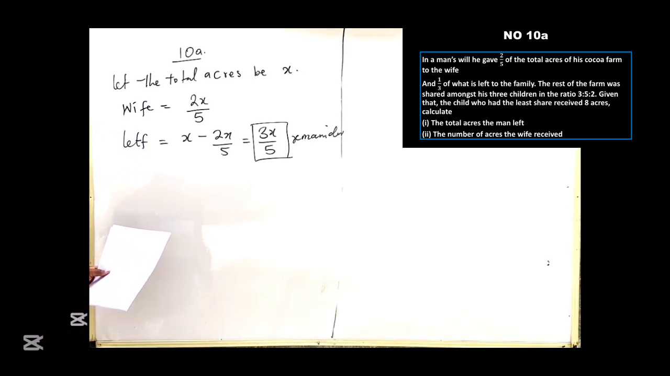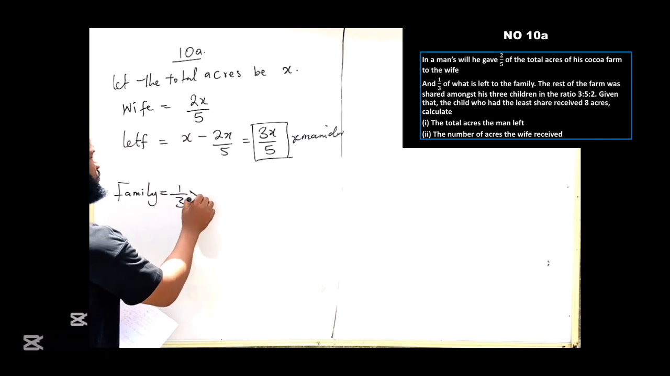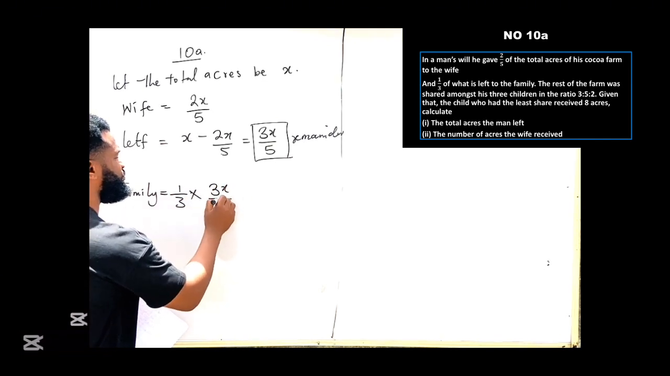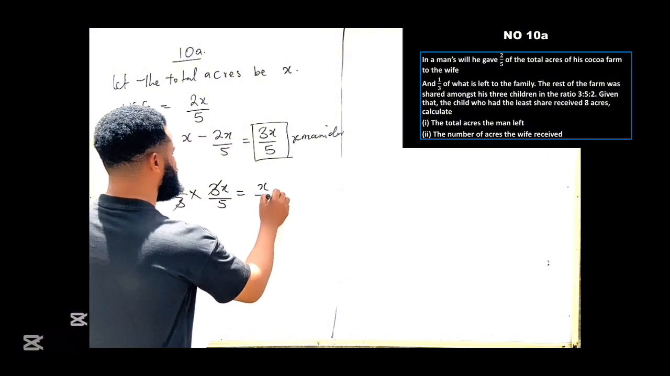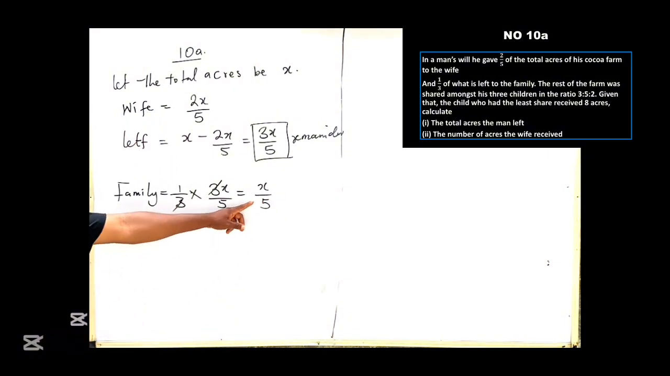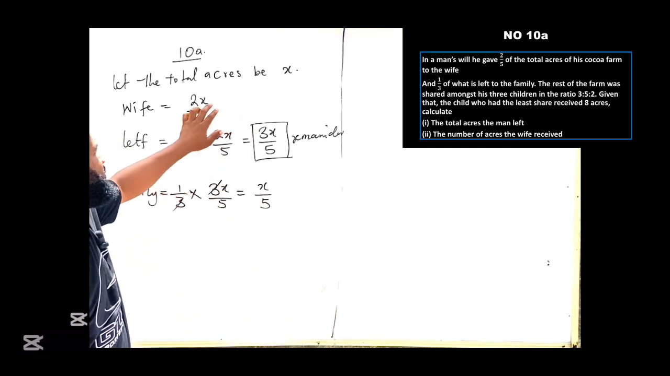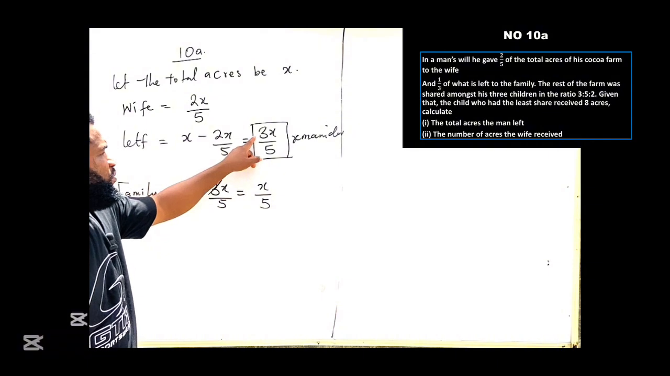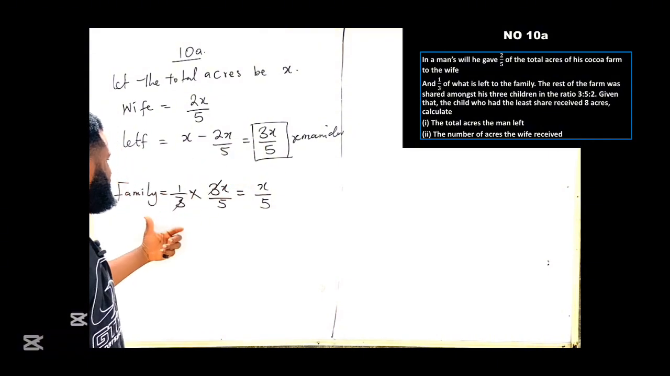And 1/3 of what is left to his family. So the family is going to have 1/3 of what is left. So 3 cancels 3, we now have x/5. This is what he gave to this family. All right, he gave the family, but then we still have to find what is left, because after giving to the wife, 3/5 was left. Then from the 3/5, he gave 1/3 to the family.